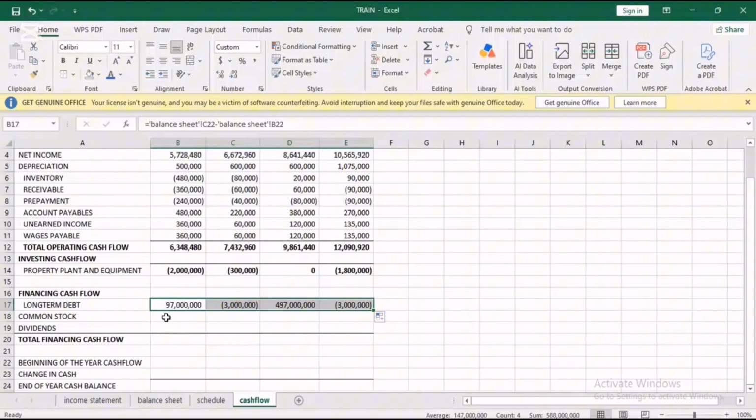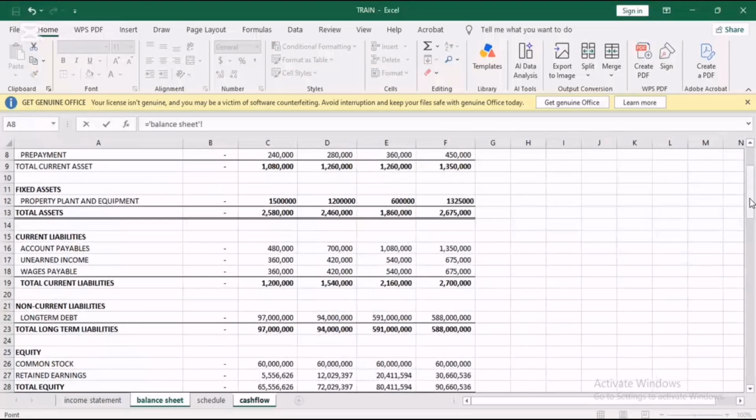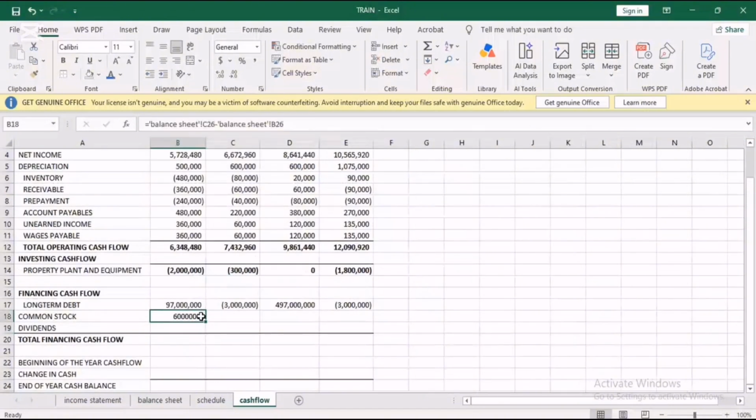Absolutely. So for the common stock, we also apply the same method. We hit our equal to. Go to our balance sheet, the common stock is right here. This here minus the last period. Let's hit enter. So that's that. So let's see what we have. Absolutely, let's get it formatted.